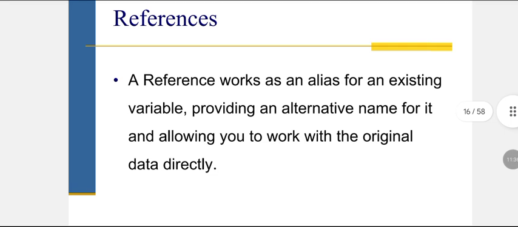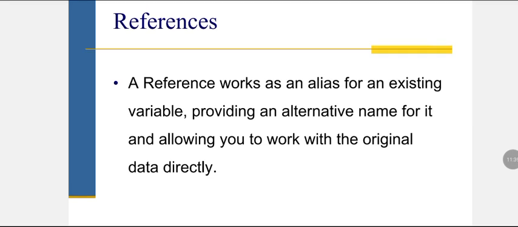Now move on to reference. Now a reference works as an alias for an existing variable, providing an alternative name for it and allowing you to work with the original data directly. So that's how the reference is. Then it allows you to work with the original data directly. So that is the reference.